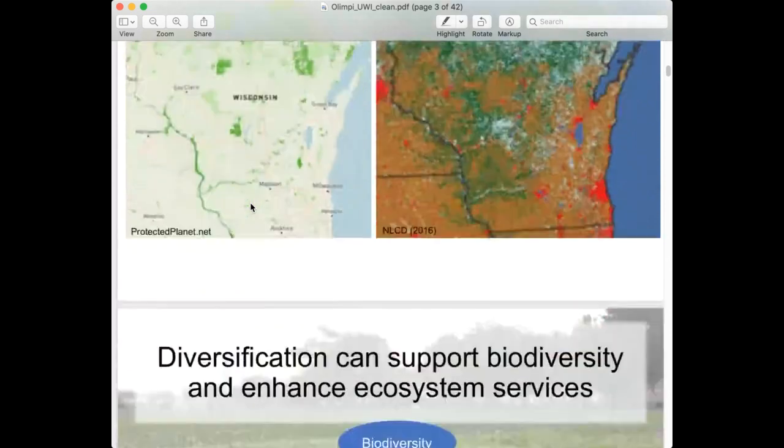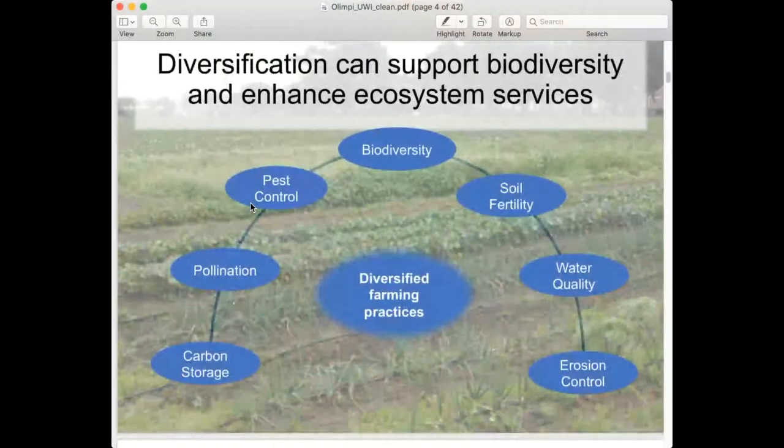Can move on to the picture of the farms. Yeah, one more.